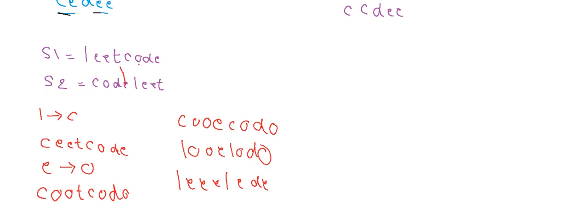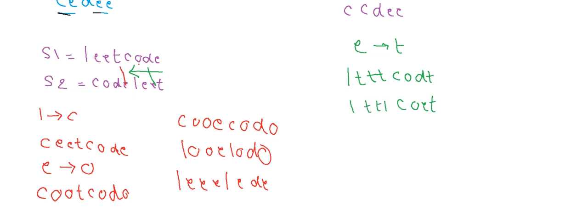Let's start in the opposite direction. So let's start converting in this direction. So let's replace this e with t. So the resulting string would be l, t, t, t, c, o, d, t. I don't think it's going to work. Let's replace this d with e. So it would be c, o, e, t, l, t, t, t.